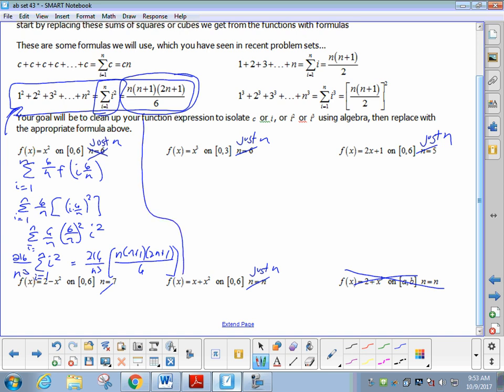So for each of these, our goal is to start with the function, identify the bases and heights, put in the function, isolate the i, and replace the i. All right? That's the idea. And actually, I'm going to write that down. Put in the base and the height. Sub in the function. And then our goal is to isolate the i term and replace with a formula.